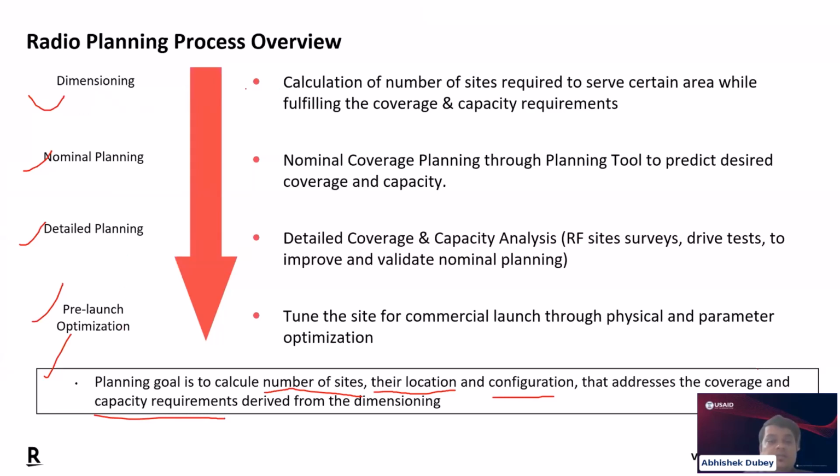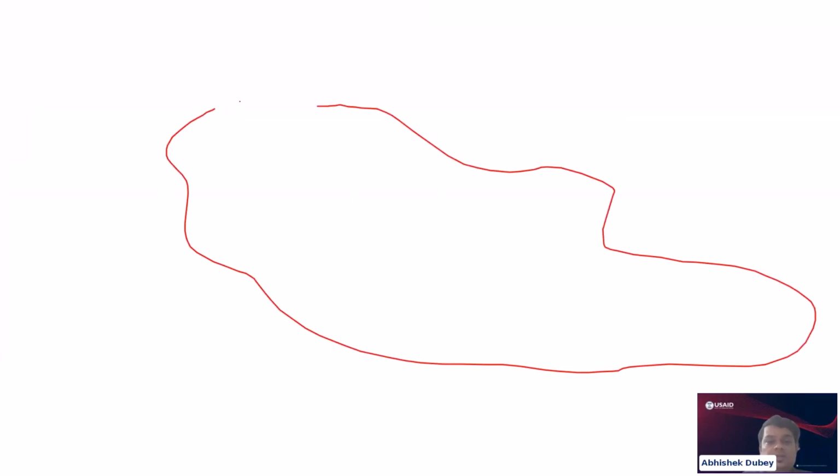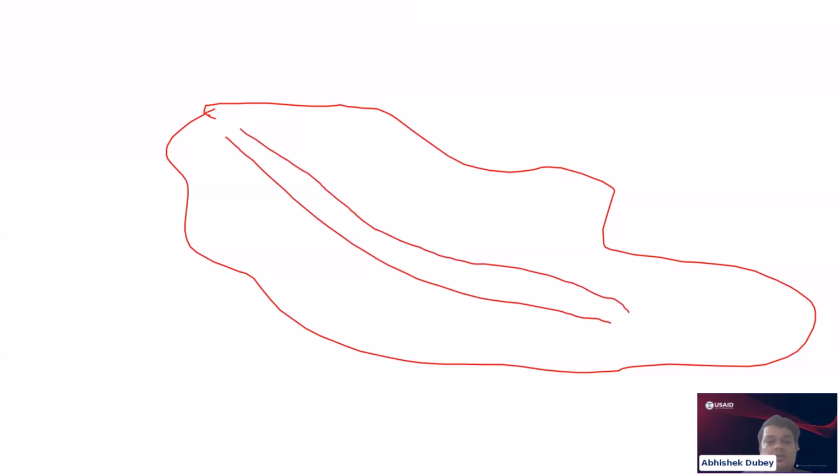Through dimensioning, you calculate the number of sites required to serve a certain area. So let's say the customer gave you one city area like this. This is one area where you have maybe one big highway, and this pocket is a dense urban pocket.